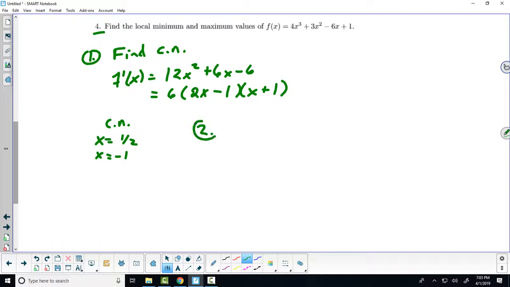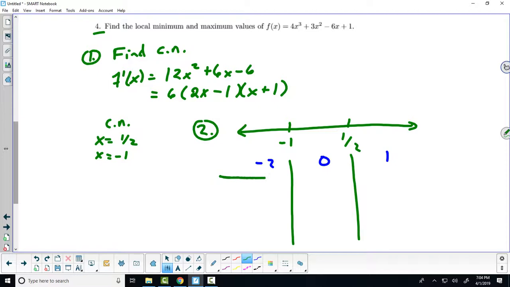Step 2 is to go ahead and build that number line just like before. So we build a number line and put all of our critical numbers on it, only 2 in this case. I'm thinking of a number to the left of -1. I agree. Between the 2, and to the right. Okay? So these were my test points. What do I do now? Plug them into the derivative.